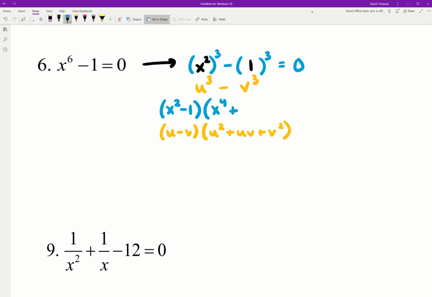Okay? And then we need to add on whatever u is times whatever v is. Well, again, playing the role of u is x squared. Playing the role of v is 1. So x squared times 1 would just simply be x squared. And then we would need to add on whatever is playing the role of v squared. Well, playing the role of v is 1. If we square 1, we get 1. And so we've taken our equation and written it in this way.